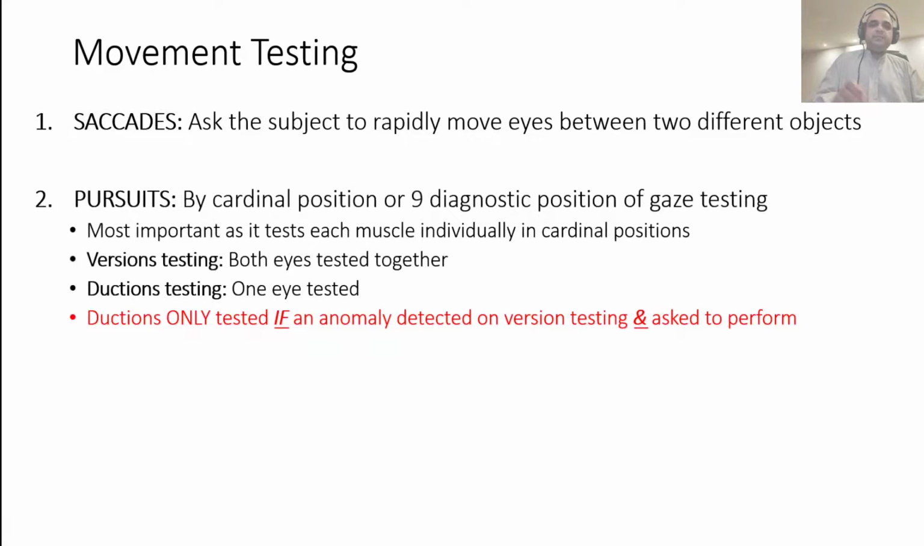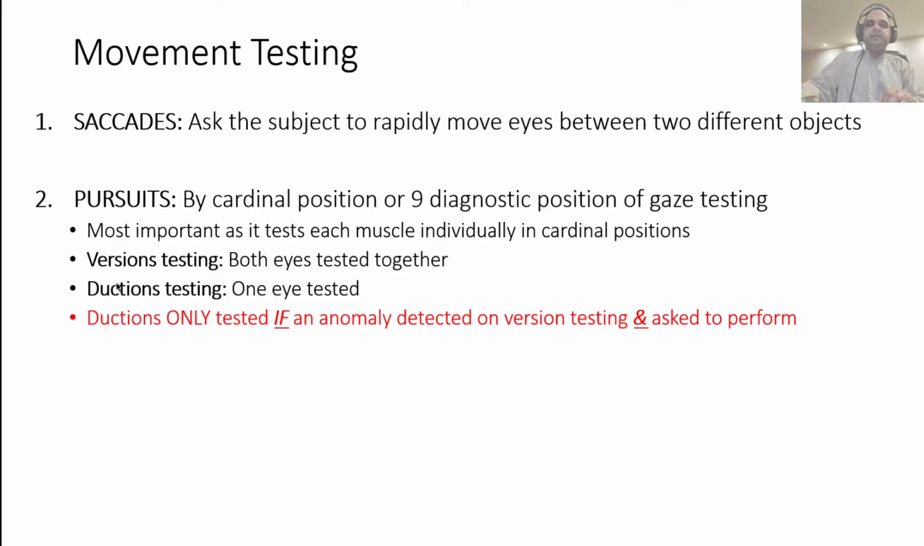Pursuits are tested by making your patient follow a target in an H-like pattern to cover the six positions which are called the cardinal positions, or the 9 diagnostic positions of gaze. Almost all of the time it is the 9 diagnostic positions of gaze. What are cardinal positions? Cardinal positions are when one muscle in each of the eyes is moving the eye in a particular direction. And the 9 diagnostic positions of gaze add 3 additional positions to that: straight, looking up, and looking down, where more than one muscle is involved. We'll just get to these in a bit.